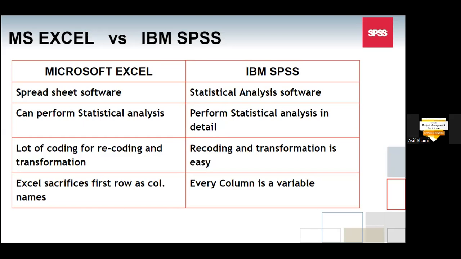Every column is a variable. If I take the example of Microsoft Excel, as I said, if there are 1012 rows in Excel, it represents 1011 observations. But IBM SPSS completely shows that there are 1011 observations available for the analysis.